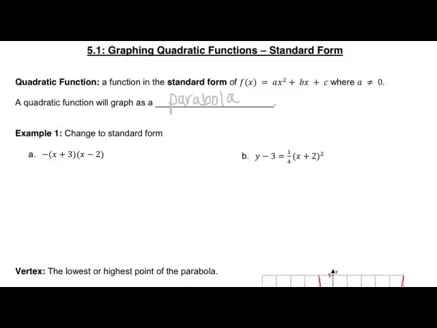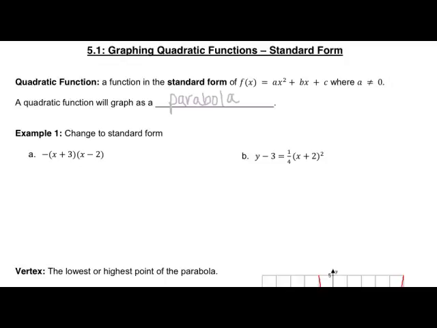If you remember from the beginning of chapter 5, we did an activity where we had a string hanging on the board. We talked about the form of a parabola and what it looked like and the different parts. We're going to look at those parts again and identify them and talk about what they mean in the quadratic function. So example 1, we're going to change each of these to standard form. In order to graph in standard form, our function has to be in standard form.